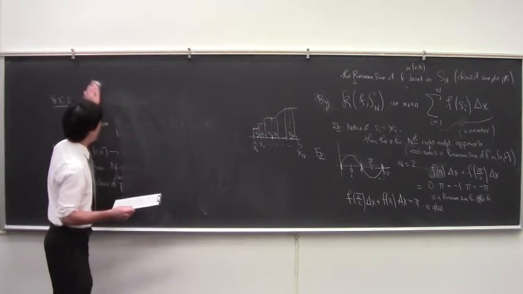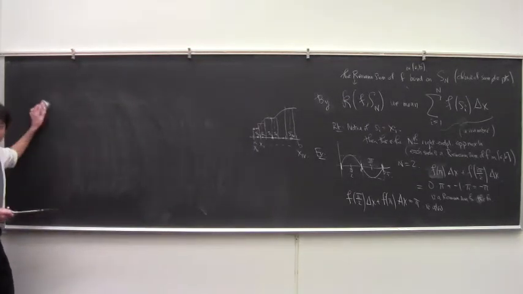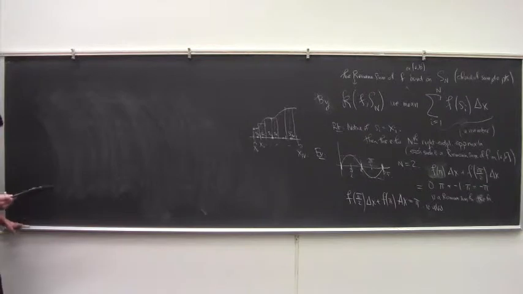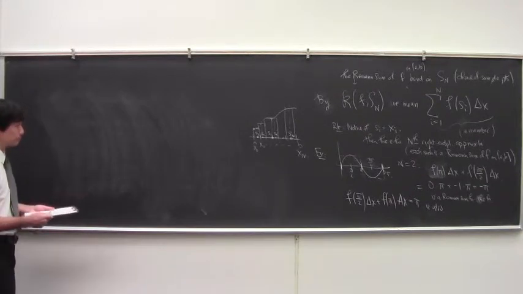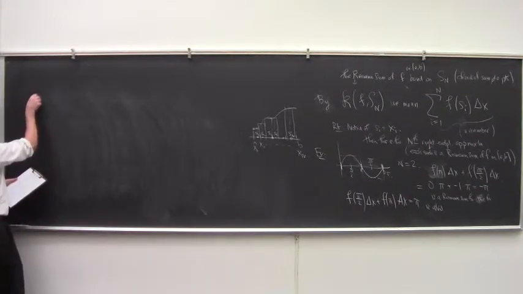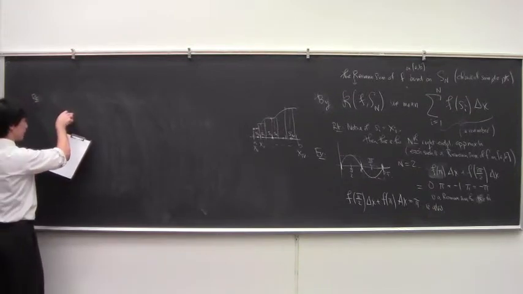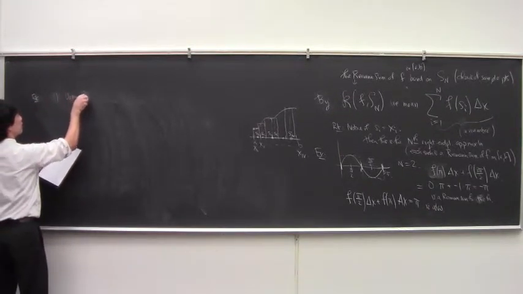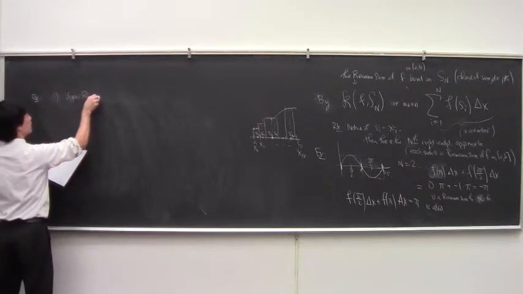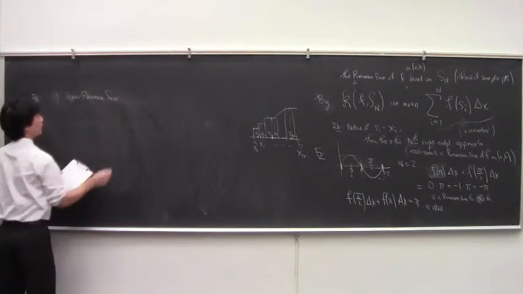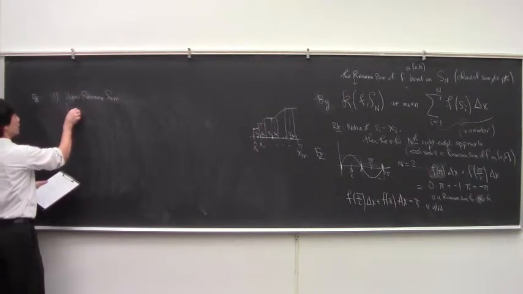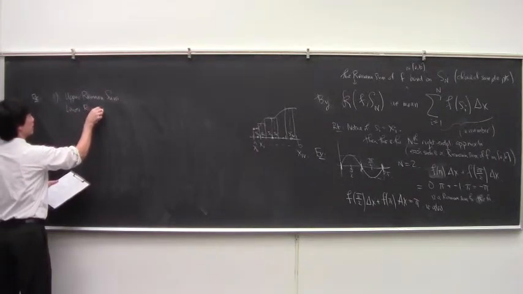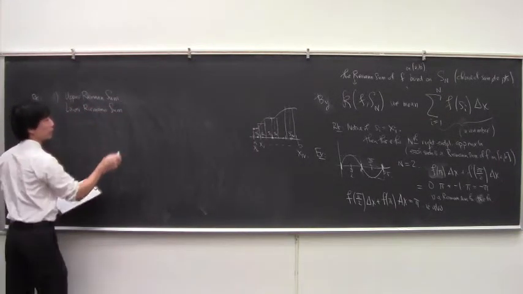They're more or less accurate. Yeah, some are more accurate than others. Okay. Let me just make one comment. There's something called an upper Riemann sum and a lower Riemann sum that I should at least tell you about, though we're not going to really deal with these.